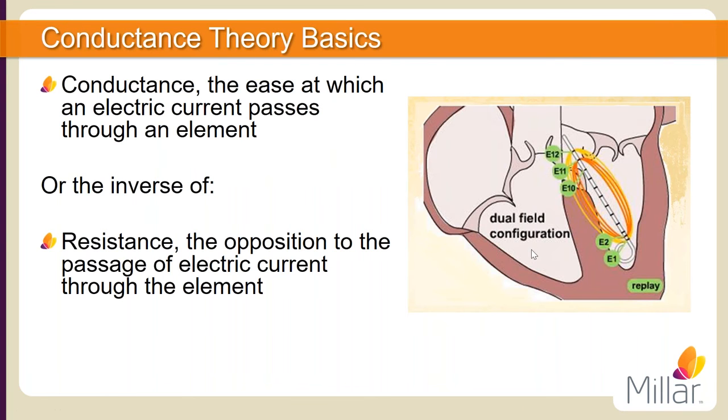All right, so before we dive into volume calibration and conductance T, I wanted to introduce conductance theory and elaborate on how an electrode catheter is used to measure volume. Conductance is simply the ease at which an electric current passes through an element. We can also think of it as the inverse of resistance, the opposition to the passage of electric current through an element.